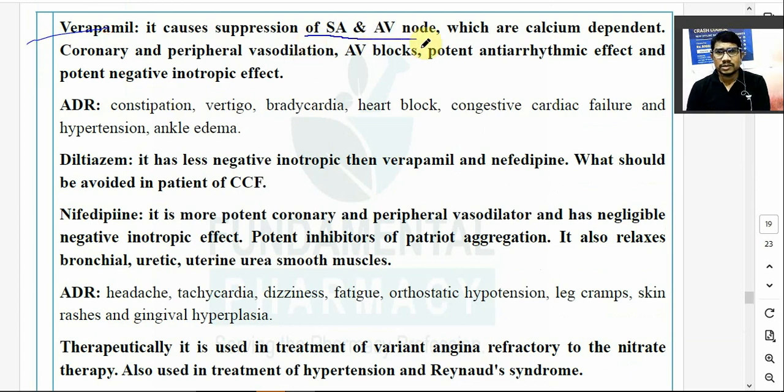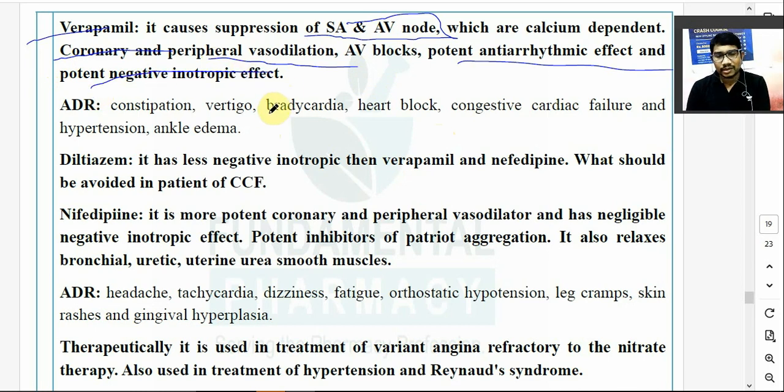So whatever impulse they are generated by SA node, AV node, so they will suppress these, which are calcium dependent. Coronary, okay, coronary as well as peripheral vasodilation भी करता है. Coronary artery will be dilated, peripheral blood vessels also dilated. It can cause AV block. It is a potent antiarrhythmic agent, antiarrhythmic effect and potent negative inotropic drug है.